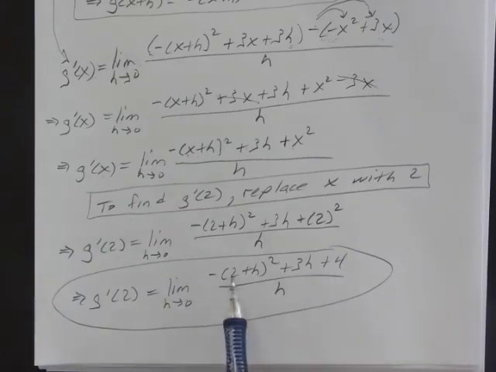And if you wanted to, you could replace the 2 plus h squared with 2 plus h times 2 plus h through the FOIL method and then cancel out further than that. But you don't really have to. Both would be correct, but doing this is just a little bit easier.